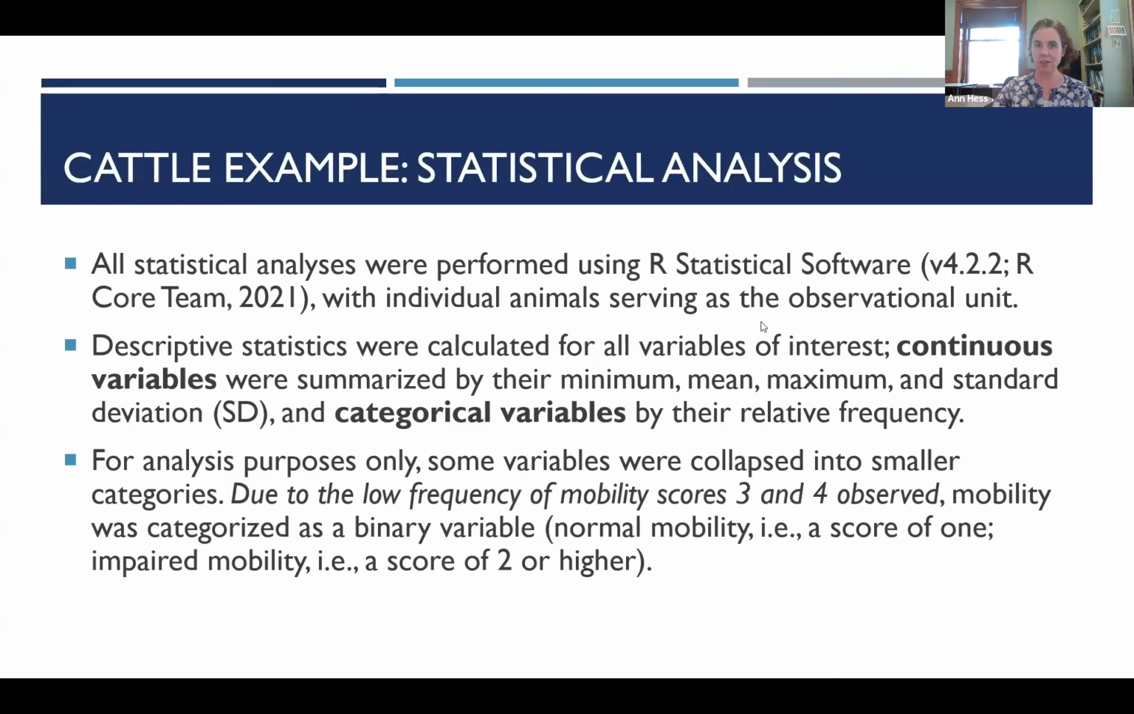So all statistical analyses were performed using R, they give us the version, with individual animals serving as the observational unit. Descriptive statistics were calculated for all variables of interest. Continuous variables were summarized for their min, mean, max, and standard deviation, and categorical variables by their relative frequency. For analysis purposes only, some variables were collapsed into smaller categories. Due to low frequency of mobility scores 3 and 4 observed, mobility was categorized as binary.